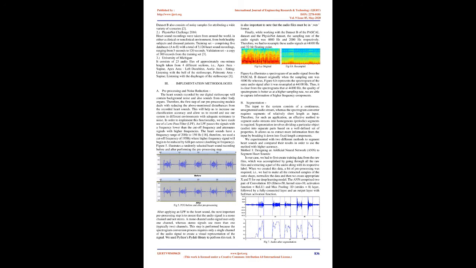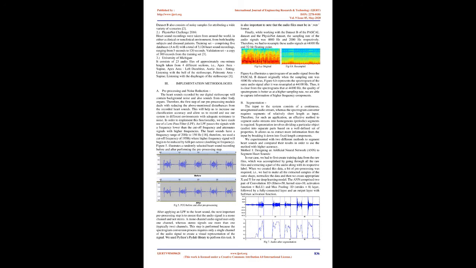Figure 6.a illustrates a spectrogram of an audio signal from the PASCAL B dataset originally when the sampling rate was 4000 Hz, whereas Figure 6.b represents the spectrogram of the same audio signal after it was resampled at 44,100 Hz. Thus, it is clear from the spectrograms that at 44,100 Hz, the quality of spectrograms is better, as at a higher sampling rate, we are able to capture information of higher frequency components.